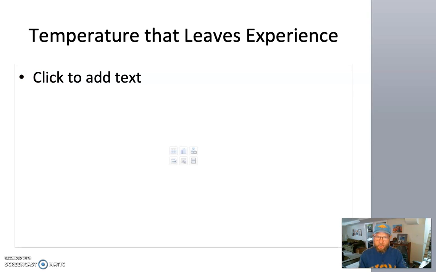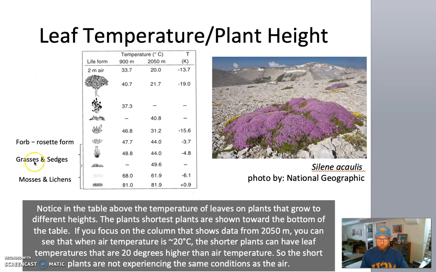So let's first, in talking about temperature, talk about the actual temperature that leaves experience. We know it's a really cold environment, but thinking about the types of plants that grow in an alpine environment, if we look at the temperatures the leaves experience, that helps us understand the adaptations that these plants have. So on all of these slides, in the gray box, are the take-home messages from the slide, so you can go back and read that information if it's helpful.